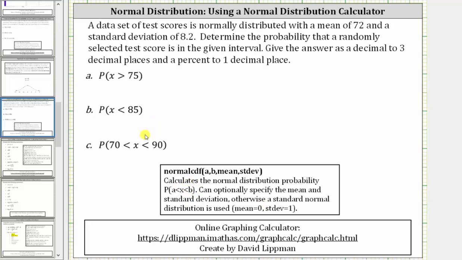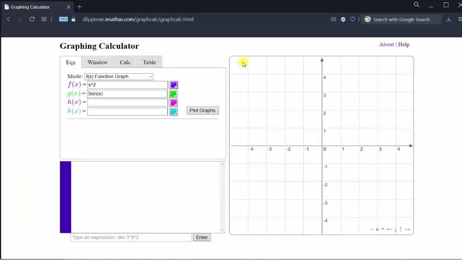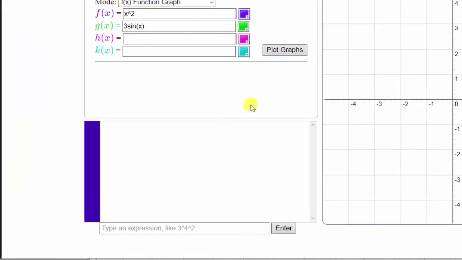For part A, we're asked to find the probability that X is greater than 75, which means 75 is a lower bound for the value of X, or the value of A. We'll have to exaggerate some large positive value for the value of B for the upper bound. So going to the calculator, it does have quite a few features. We're only using the bottom calculation screen. So we click in the cell that's titled Type an Expression.